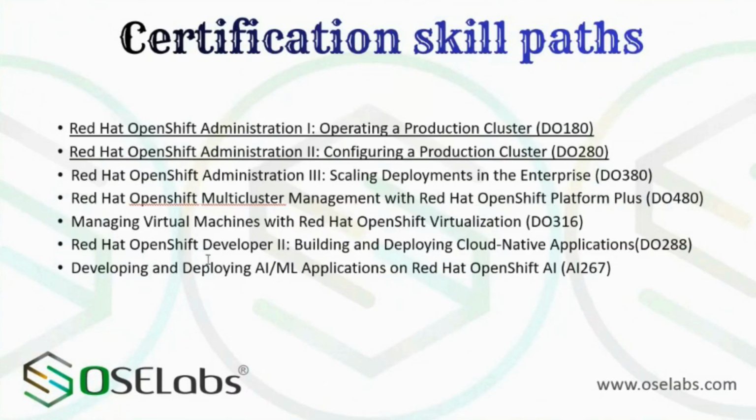The next one is a developer program: OpenShift Developer 2, building and deploying cloud native applications, which is called DO288. And a new program was launched maybe 6 months before, called Developing and Deploying AI/ML Applications on Red Hat OpenShift AI, 267. This is also very new to the market, and in the upcoming version it will enhance most of the capabilities.